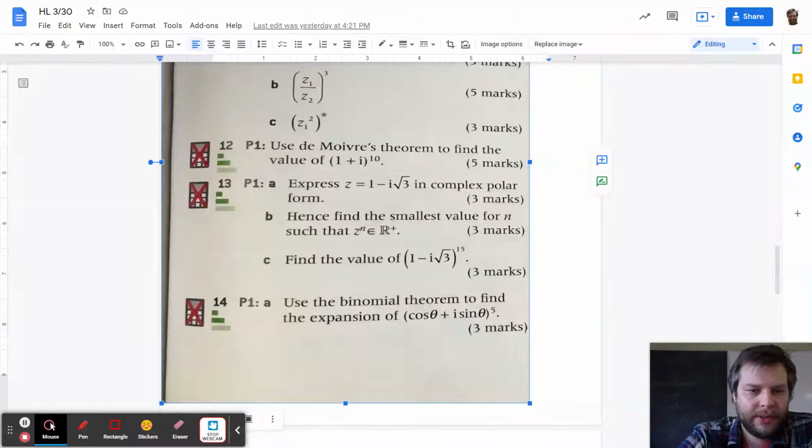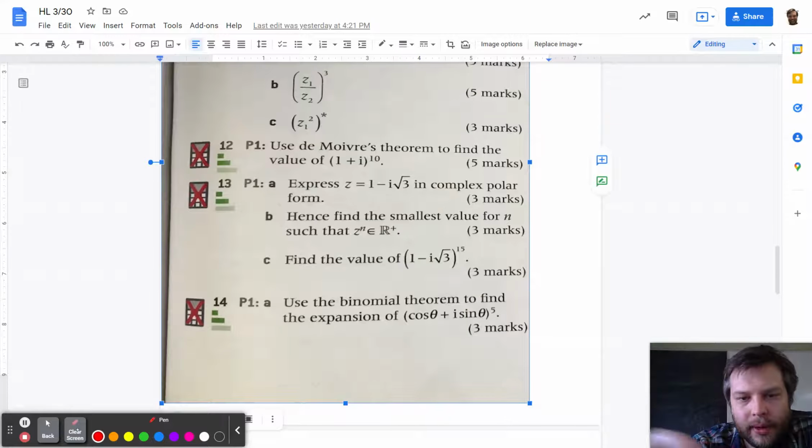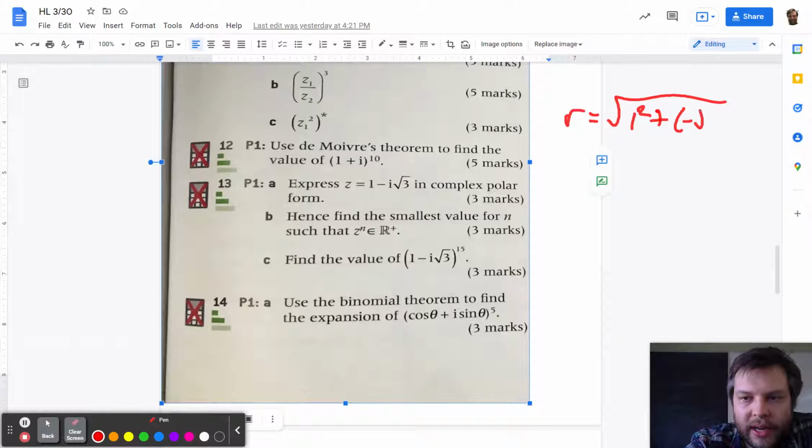All right, I'm looking at problem 13 here. We are going to complex polar form. So same sort of idea that we find the r value by doing square root of the x value squared plus the y value squared. That comes out to be 1 plus 3. So r is equal to 2.